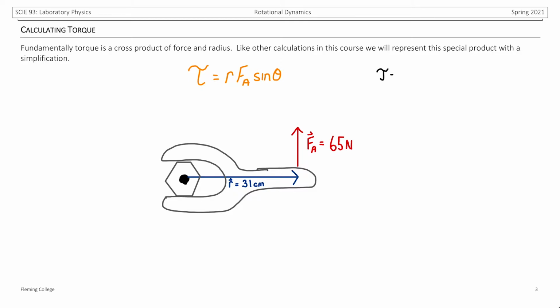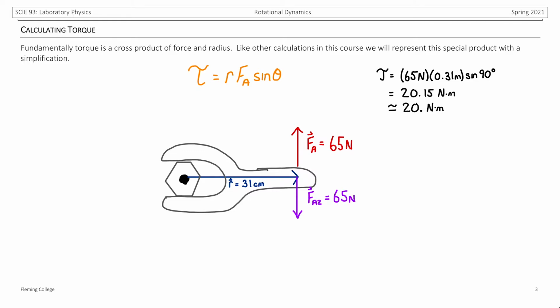So the torque is equal to our force applied and our radius and the sine of the angle between them. If we're perpendicular, that means we have a 90-degree angle, and we plug that into our calculator, we'll see that we get a torque of 20.15 newton meters. Considering significant digits, this is approximately 20 newton meters. Let's change our situation slightly. Let's look at a force applied in the opposite direction. So we'll keep the same radius, but now we'll have 65 newtons pointing down.